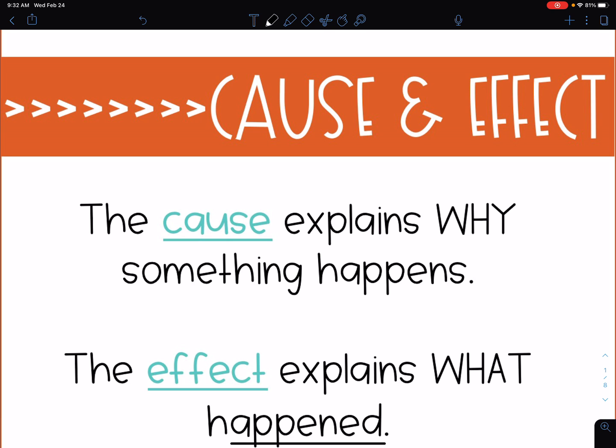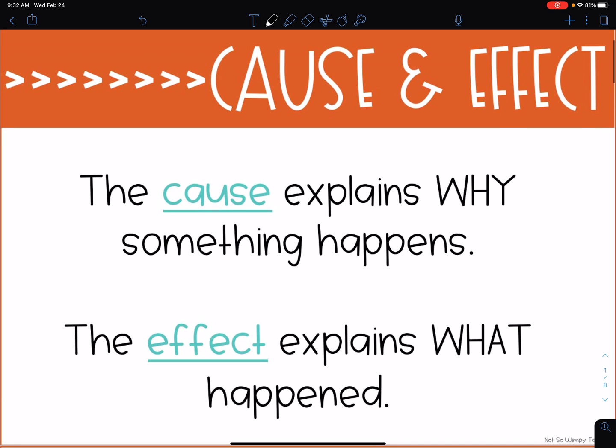Cause and effect is a good reading strategy to help us understand what's going on in our story and to think deeper about what's taking place. So the first thing we're going to talk about is what even is cause and effect. As you can see, the cause explains why something happens, and the effect explains what happened. The cause is like the reason, and the effect is like the action that happened because of that reason.